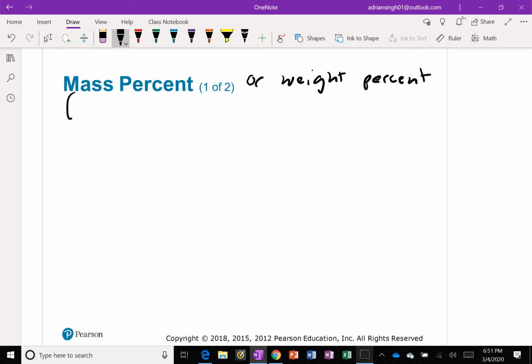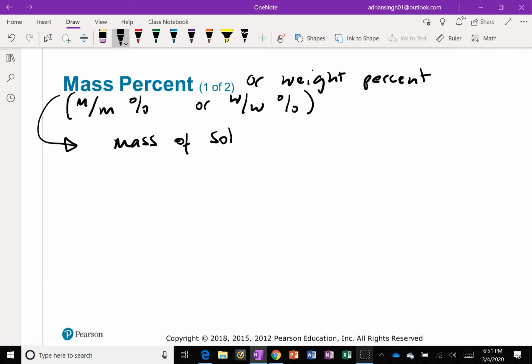And oftentimes this is abbreviated as M over M percent or W over W percent. Those are common abbreviations for this concentration unit. The mass percent is simply the mass of the solute divided by the mass of the solution times 100.